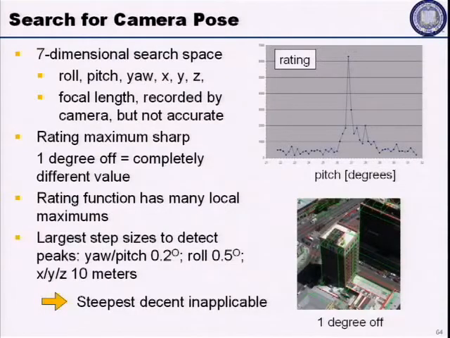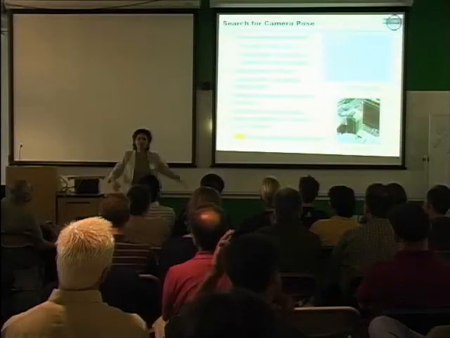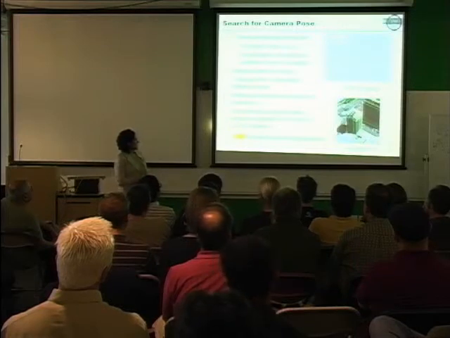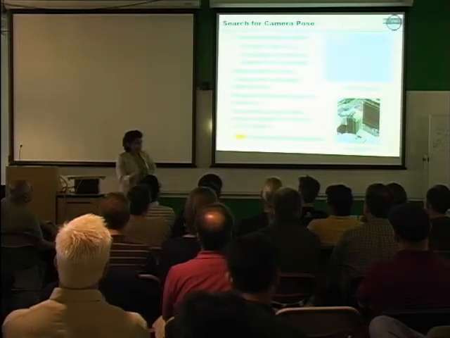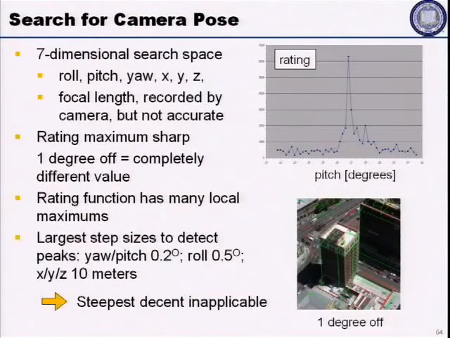So this technique is okay, but this search space is extremely non-smooth. If your step size in the exhaustive search is a little bit too high, you could easily miss the peak in this optimization problem. So essentially, steepest descent is inapplicable, and that's why you have to do an exhaustive search.